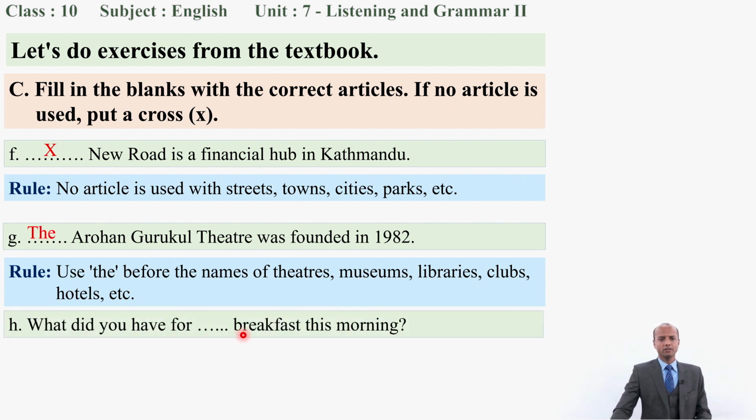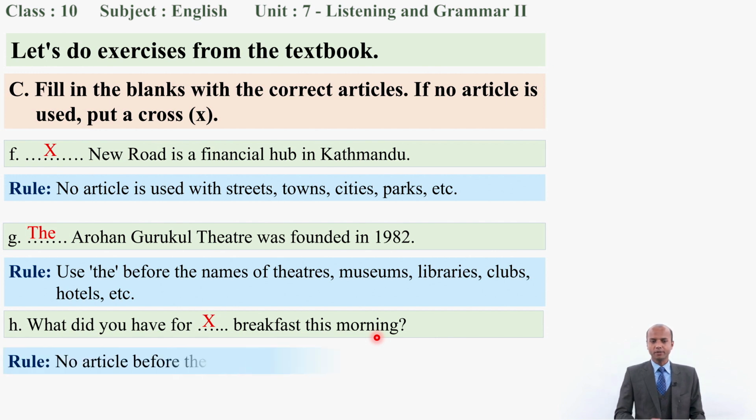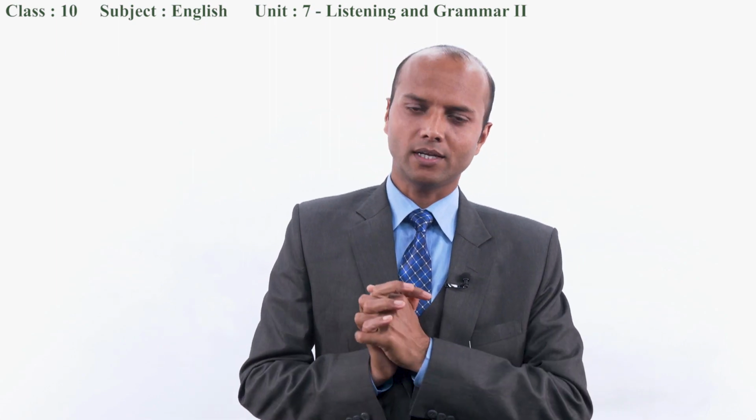What did you have for breakfast this morning? Again, please repeat. Oh, very good. No article at all, because we don't use articles before the names of food. Good. Okay, dear students. With this discussion, we have come to the end of today's class.